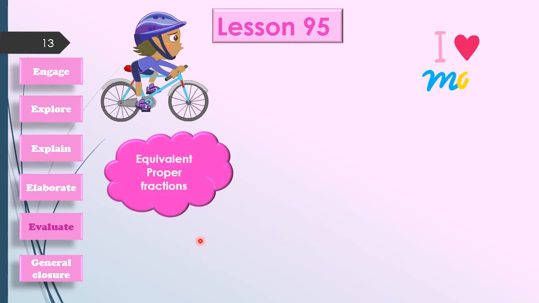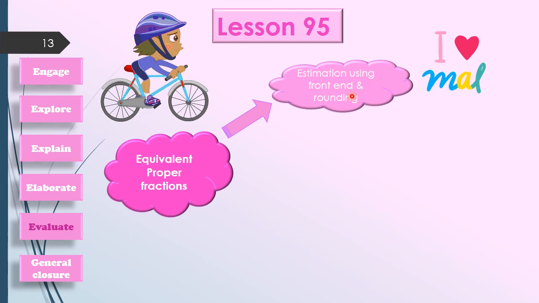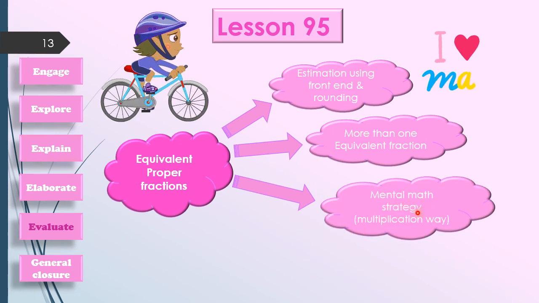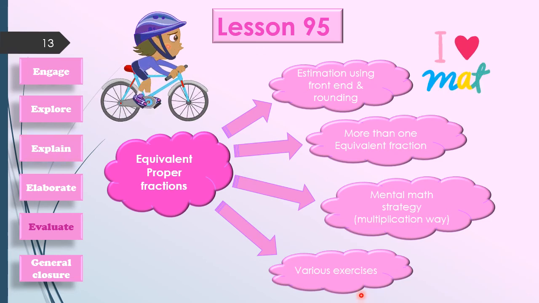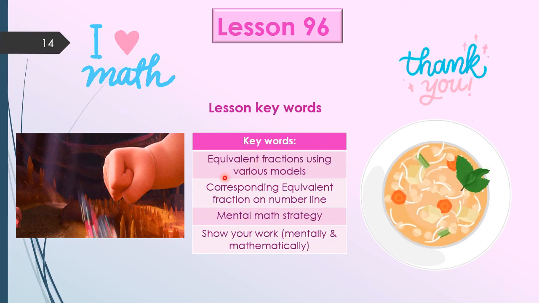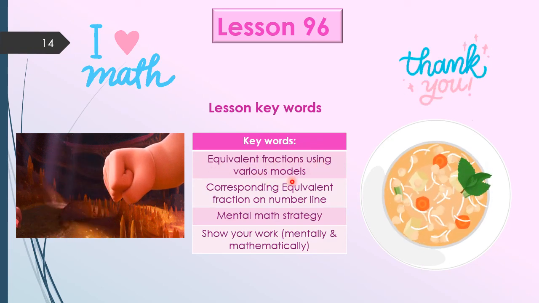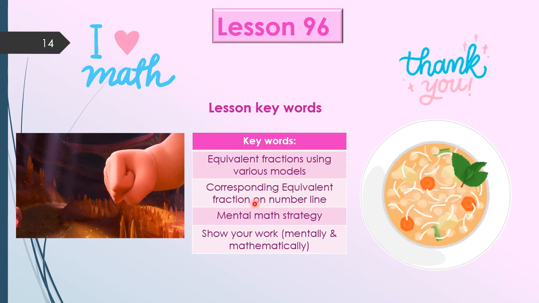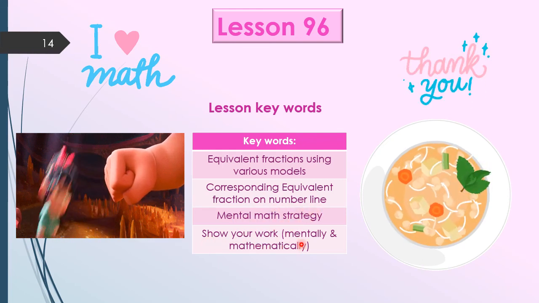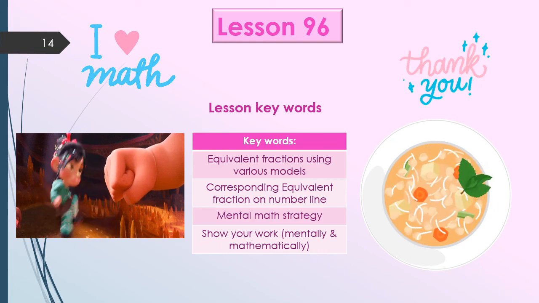Now our conclusion. Equivalent fractions. Here we have estimating using benchmark fractions and rounding. More than one equivalent fraction. A mental math strategy using the multiplication way. And various exercises. Our next lesson keywords, lesson 96, equivalent fractions using various models, corresponding equivalent fractions on a number line, mental math strategy, show your work mentally and mathematically. Goodbye, thank you.